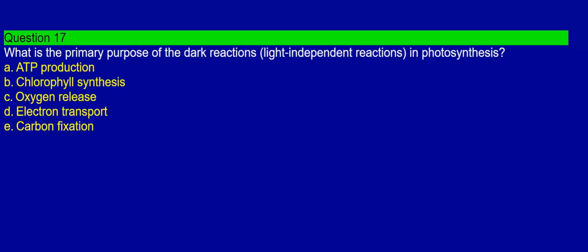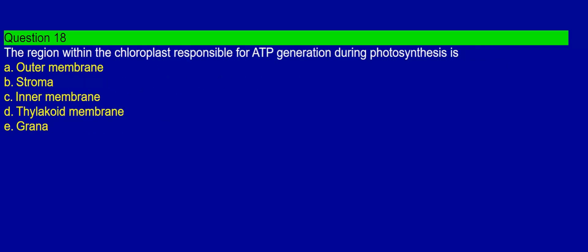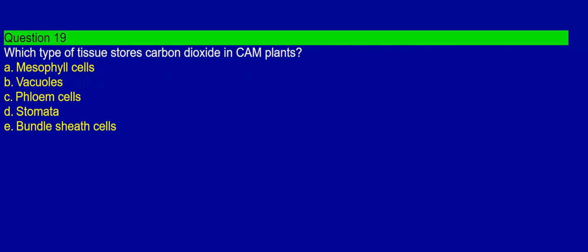Question 17. What is the primary purpose of the dark reactions, light-independent reactions, in photosynthesis? Question 18. The region within the chloroplast responsible for ATP generation during photosynthesis is. Question 19. Which type of tissue stores carbon dioxide in CAM plants?